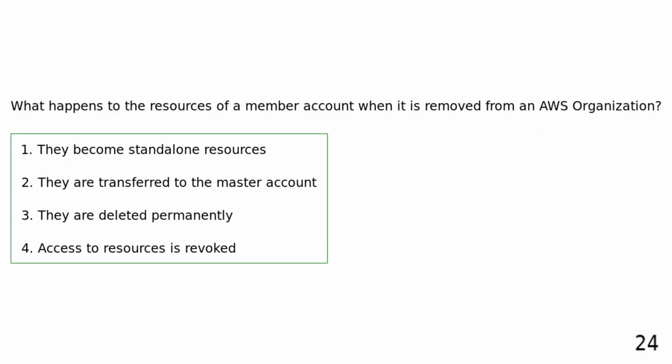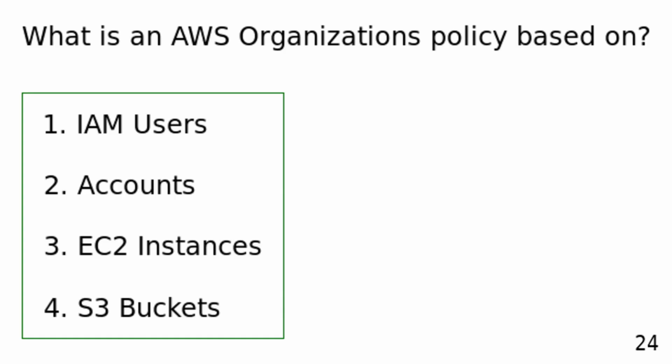What happens to the resources of a member account when it is removed from an AWS organization? They become standalone resources. They are transferred to the master account. They are deleted permanently. Access to resources is revoked. When a member account is removed from an AWS organization, its resources become standalone resources with no association to the organization.